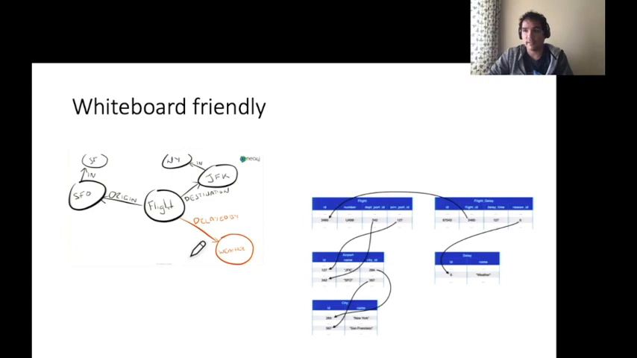Something important about these graph databases, and one of the key things they use to show their functionality, is what they call whiteboard friendly. Basically, how we represent the graph database is how the actual data is going to look inside the graph. For example, this is what we represent when we are modeling a situation, like flights.